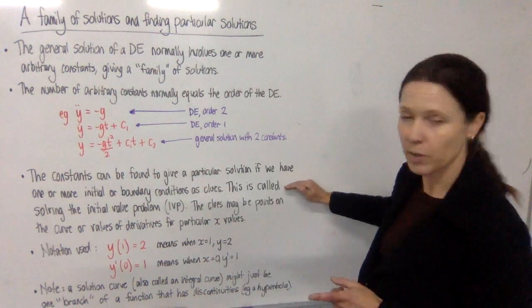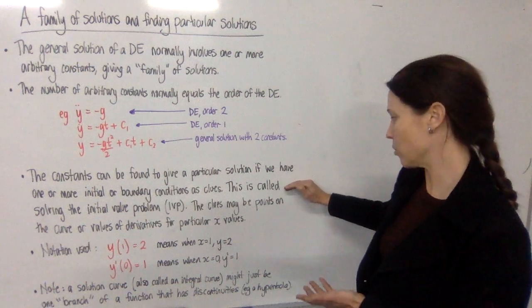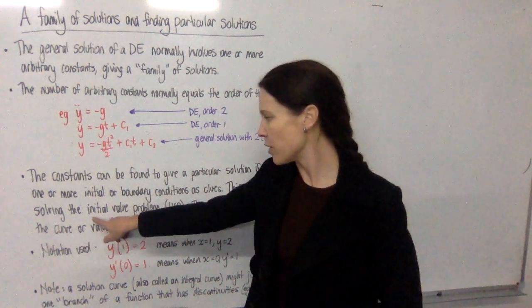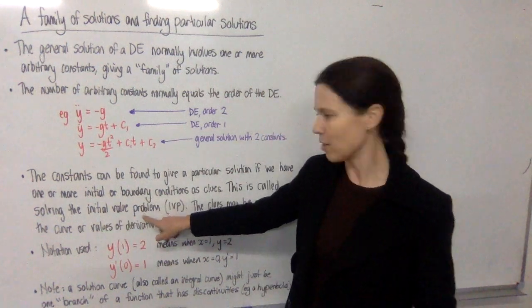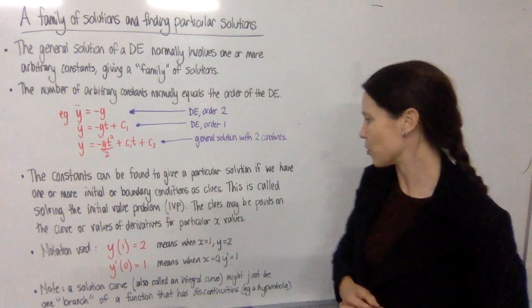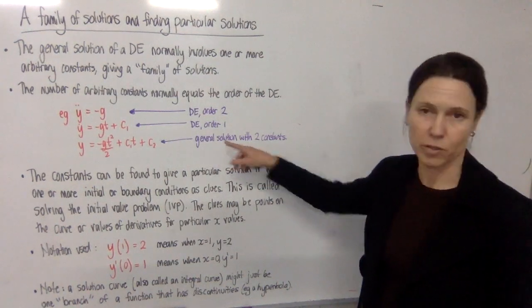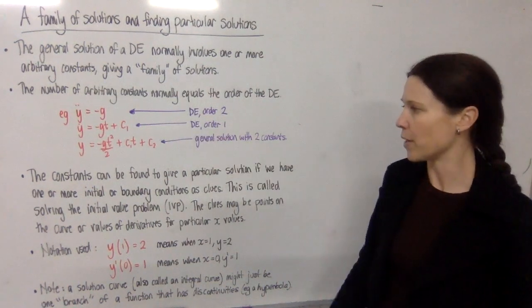Now, when we put the clues in and find our constants, this is called solving the initial value problem. They call this an IVP in our textbook. Our clues might just be points on the curve, on the general solution. And we've seen that before with our projectile motion unit.